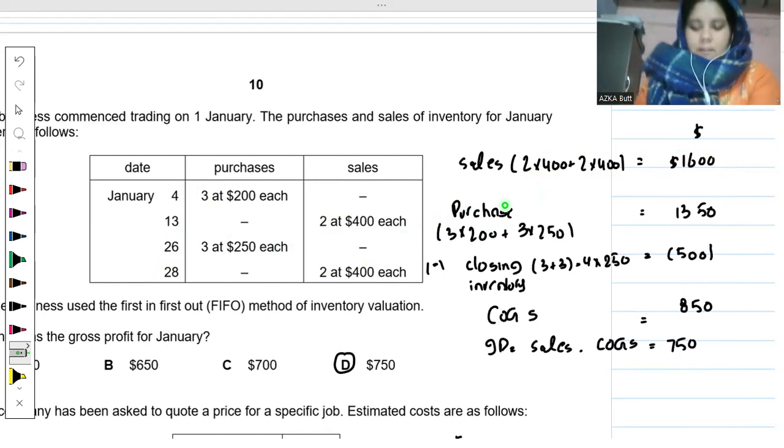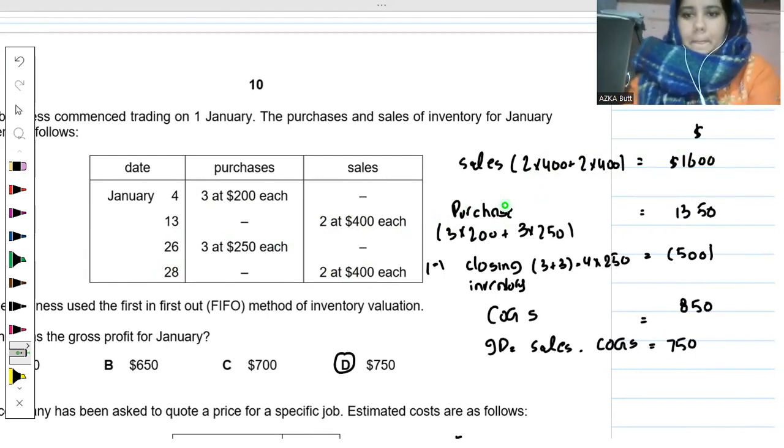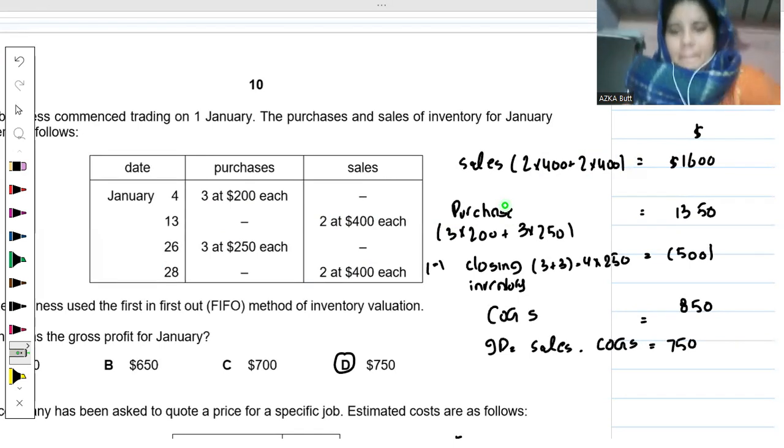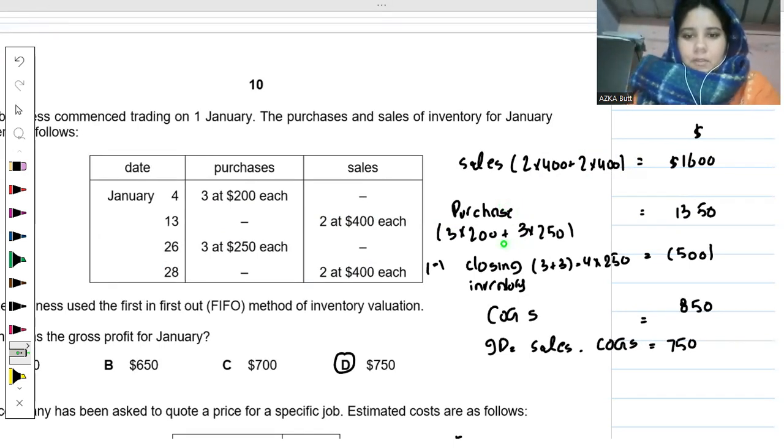So as you can see, we have purchases on 4th January, which is 3 units at 200 each, and on 26th, 3 units at 250 each. So we just have to add these 3 and 3 units. But of course, because we purchased these 3 units for 200, we have to multiply by 200 because we want to write its cost. So 3 multiplied by 200, 3 multiplied by 250, is equal to 1350.